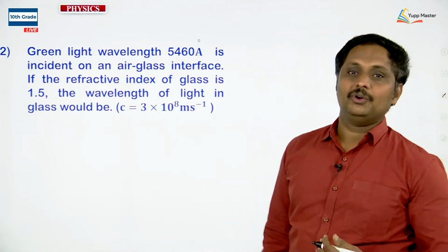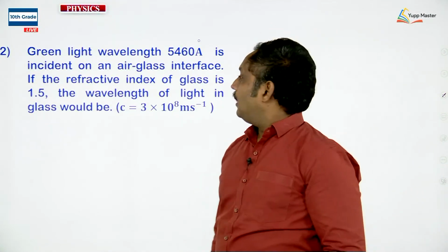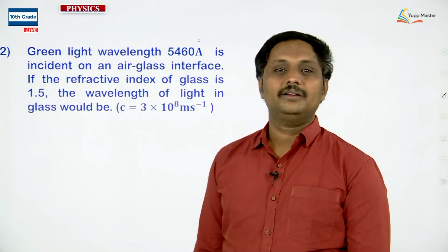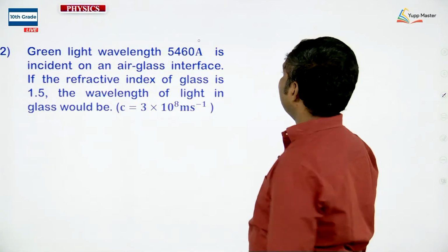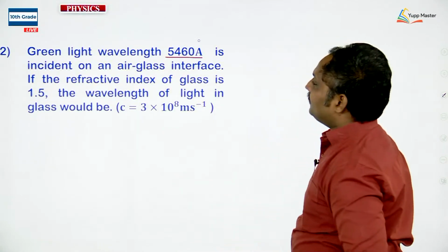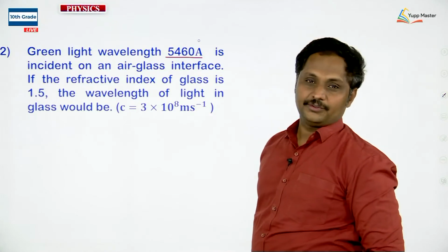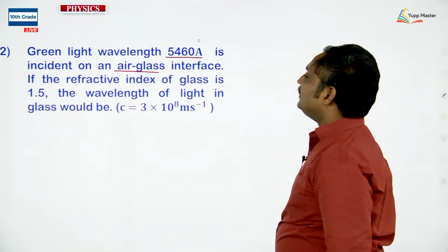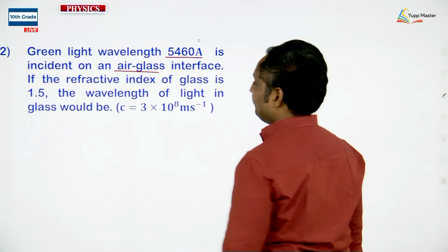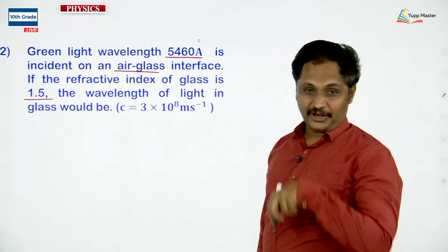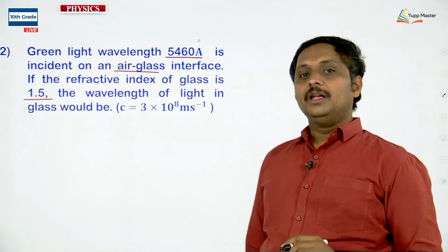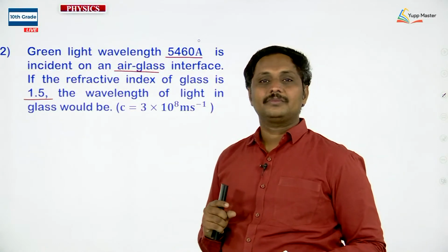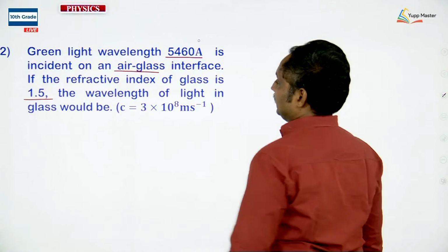They have given the wavelength of light. Green light wavelength is 5460 angstrom units. This is given. It is incident on an air-glass interface. If the refractive index of the glass is 1.5, then what is the wavelength of the light in that glass medium?